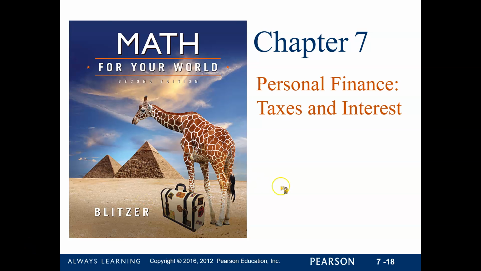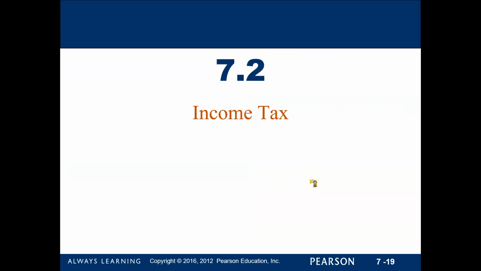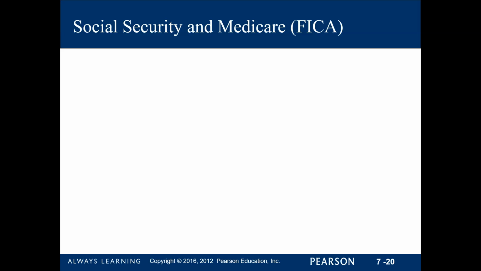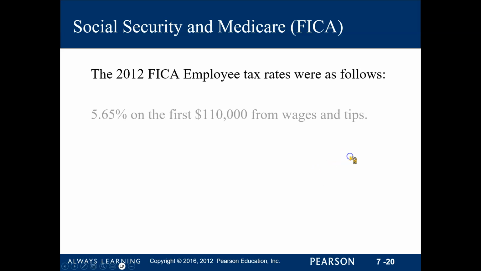Okay, so this is the last part for 7.2 income tax. We are going to be covering FICA taxes and taxes for working teens. When we talk about FICA taxes, this is the one that goes to your Social Security and Medicare. We'll be using the 2012 FICA employee tax rates again.